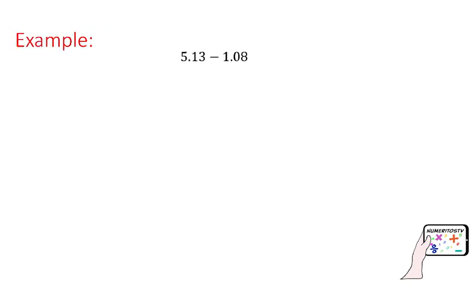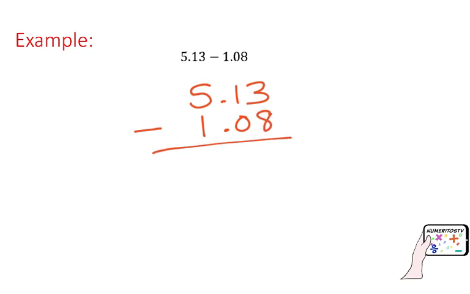Let's do another example. Now we are doing a subtraction. So I have 5.13 minus 1.08. As you can see, I aligned the place values and the decimal points vertically, one on top of each other. Here, there are no necessary zeros to write because I don't have any missing place value. So I just start subtracting normally.